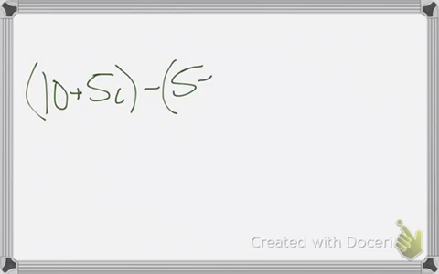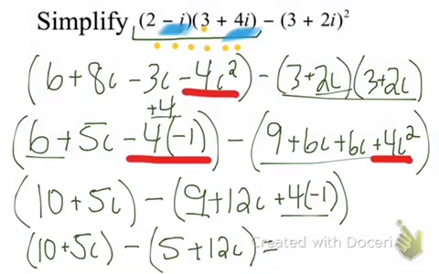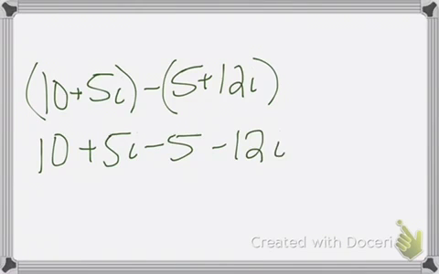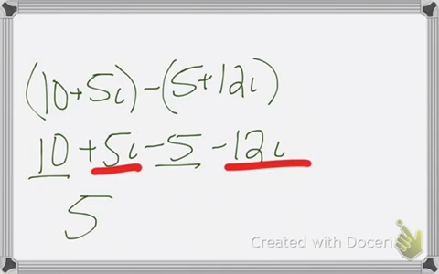And we have 10 plus 5i, and then minus 5 plus 12i. Notice I put those parentheses back, right? We want that value right there. So 10 plus 5i minus 5 minus 12i. The real parts combine to 5, and then the imaginary parts combine to a negative 7i.